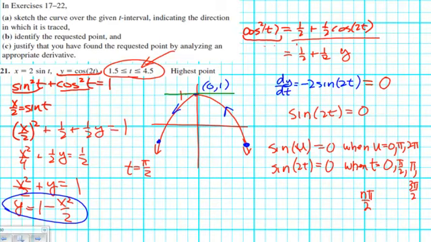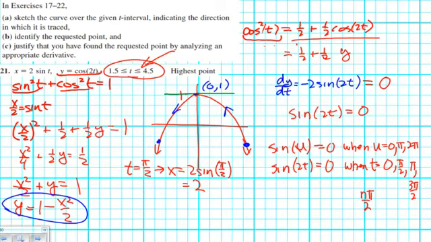Let's find out what's going on at pi over 2. At pi over 2, x is equal to 2 times sine of pi over 2. What is sine of pi over 2? Sine of pi over 2 is 1. Yeah, 1 times 2, which is 2.